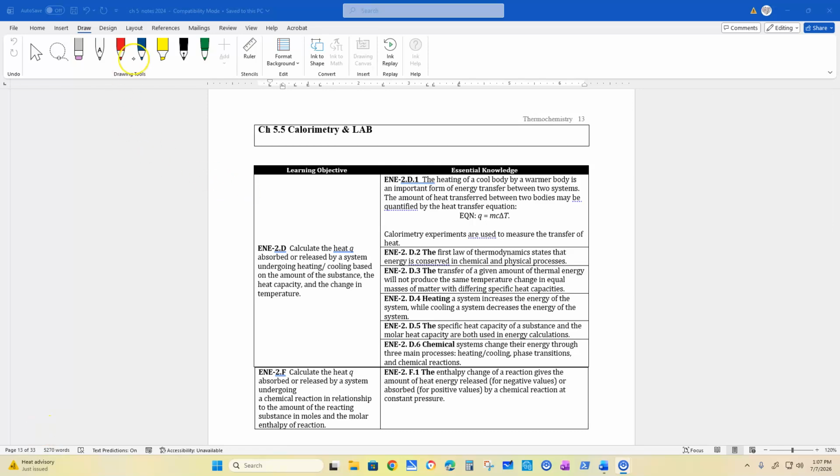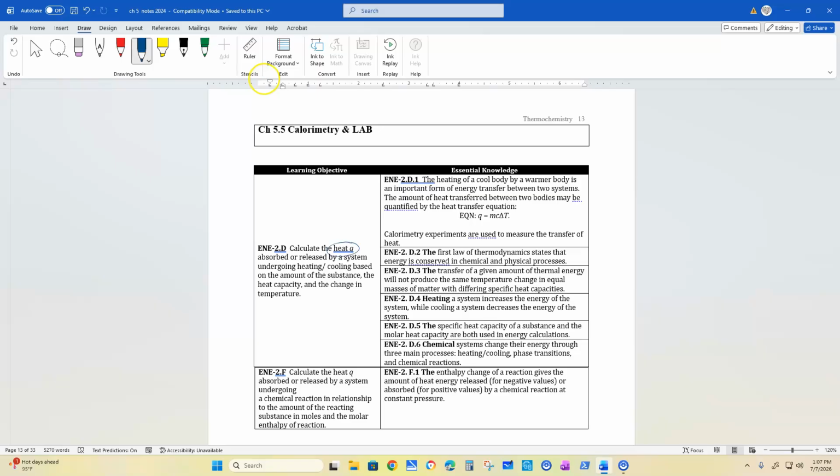Welcome back, AP. Calorimetry is probably the biggest topic in this chapter. Not only is calorimetry a huge topic, but so is the lab that goes with it. As you can see, we've got a lot of learning objectives, and let's go through each one so we know what AP expects us to know.